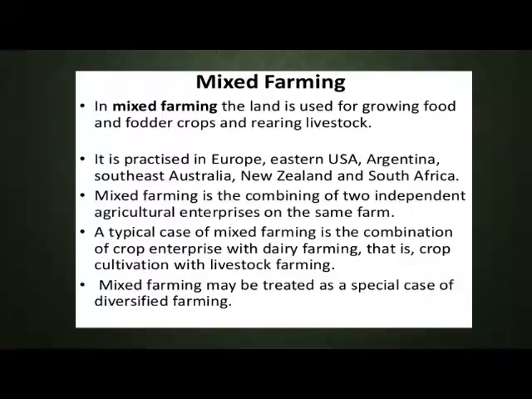Mixed farming is the combining of two independent agriculture enterprises on the same farm. A typical case of mixed farming is the combination of crop enterprise with dairy farming, that is, crop cultivation with livestock farming. Mixed farming may be treated as a special case of diversified farming.